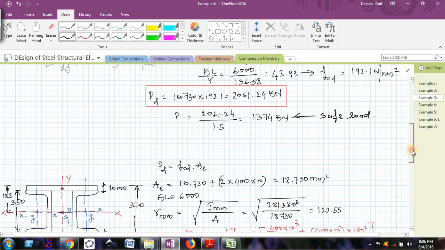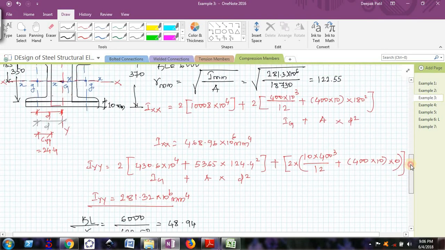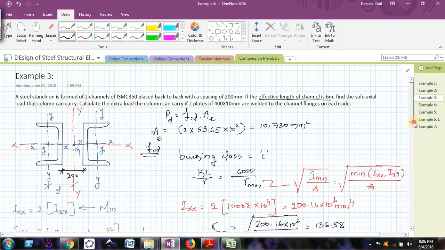Right, now you can see here that with the addition of plates, the load carrying capacity has increased as compared to without plates. So this is how it can be solved.